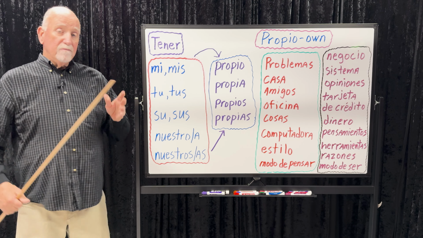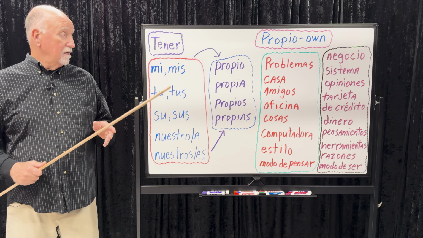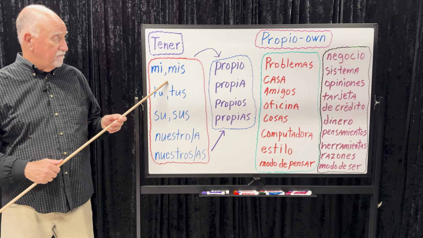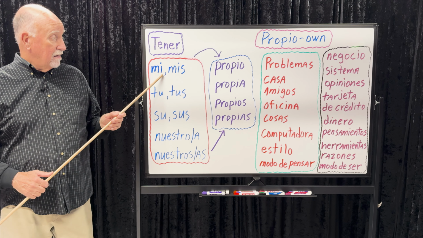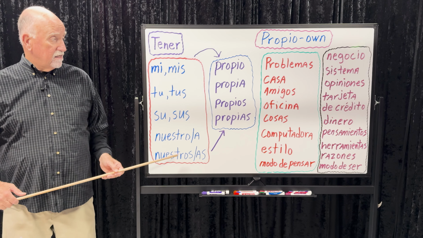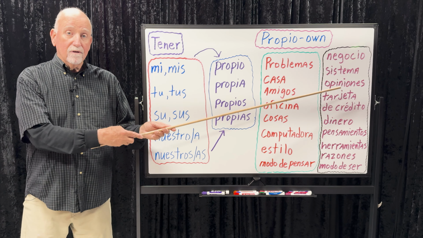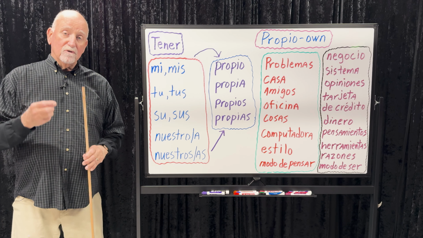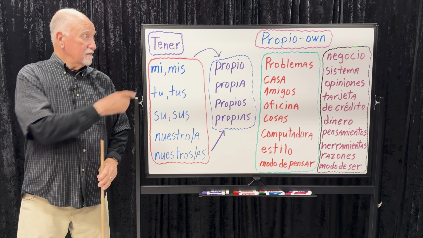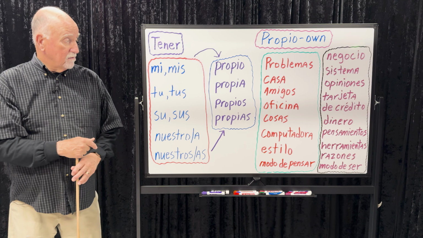So, this can be a 3 or a 4-step process. If you start with your possessive adjective, it's a 3-step process. You start with your possessive adjective, you go with the correct form of propio, and then you pick up your noun. But the verb, again, that is most commonly used with these expressions is the verb tener. So let's practice some more.